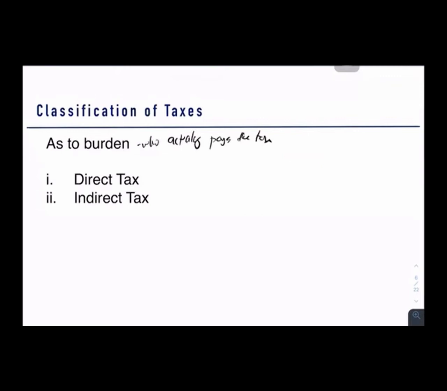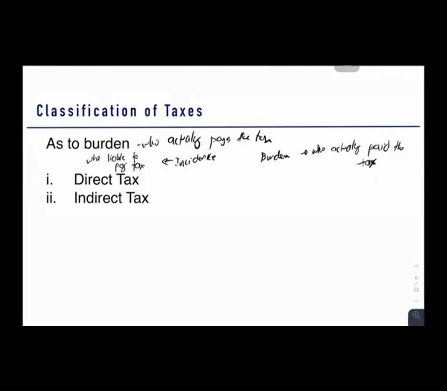And we have here direct tax and indirect tax. And in knowing the classification of tax as to burden, we need to determine the incidence and the burden of taxation. So when we say incidence, who is liable to pay tax? And burden, who actually pays the tax?